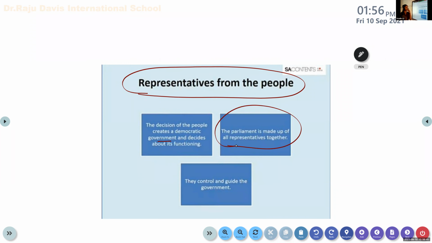Before that, let me revise the points which we have studied in our previous year. Do you remember about constituencies? What are constituencies?